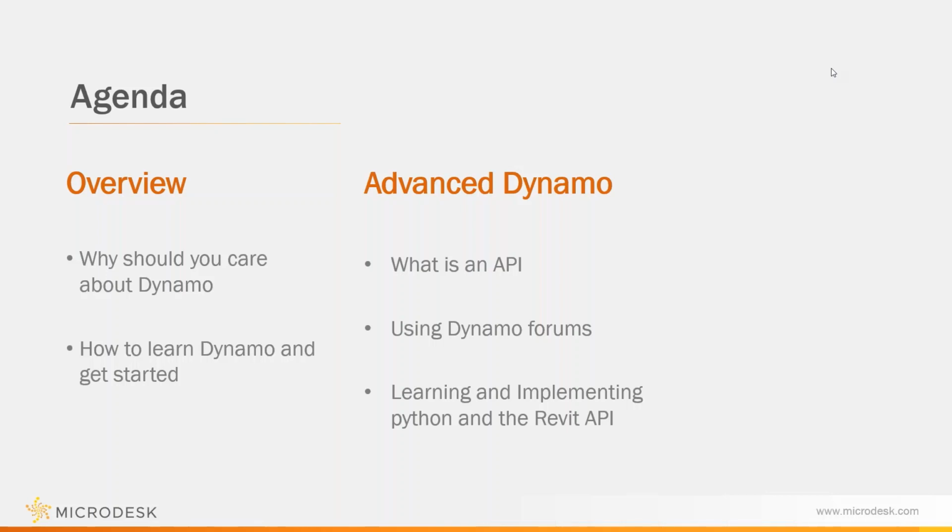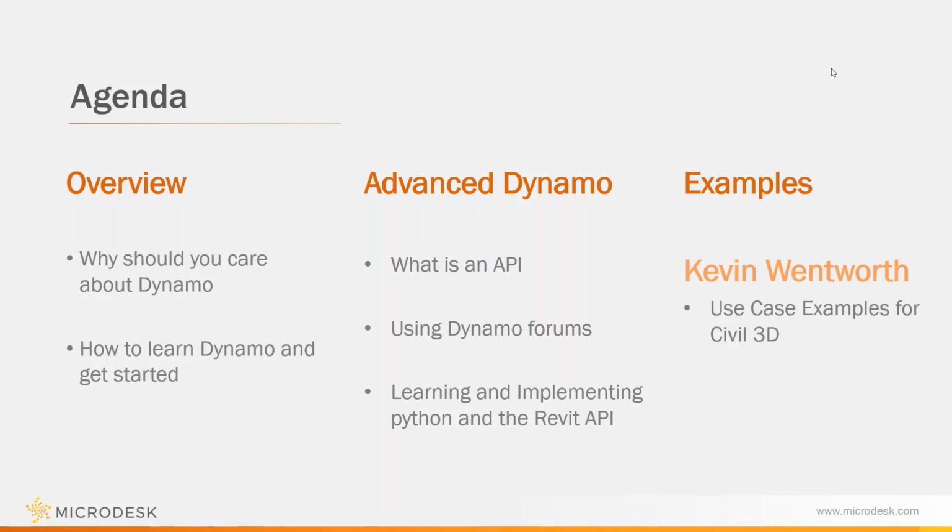So we'll talk about what an API is. I'm going to probably say that a few times, so we'll have to talk about what it is. Using the Dynamo forms, which is a great way of how I learned to use Dynamo and Python, just talking to people online, because there's big communities that are all trying to learn this as well. And learning and implementing Python, the Revit API, and because I come from the Revit side, I will talk to that a little bit more.